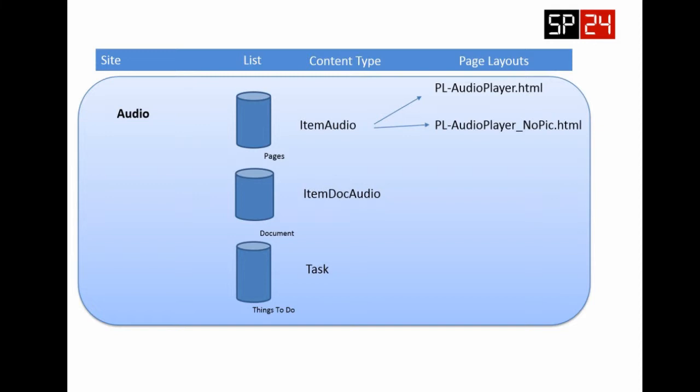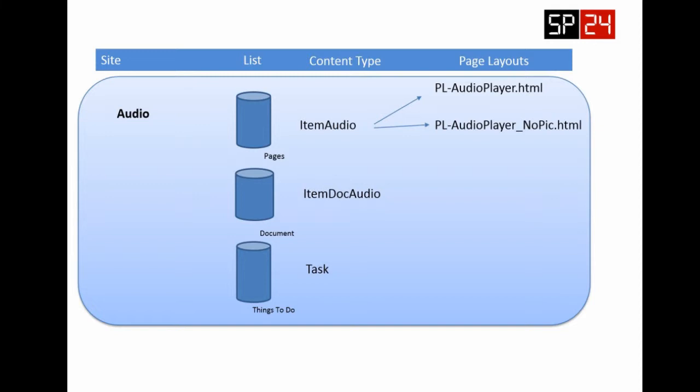The list which I'm using in this demo is the pages library, which contains all my HTML pages with their page layouts and content types. The second list is the document library, and the third one is things to do, which is a type of task. The pages library is using a content type which I have defined, item audio. I'll show you the site column in a minute when I go to my site, and it is using two page layouts. One is PL audio player.html, and the other one is PL audio player _nopic.html.